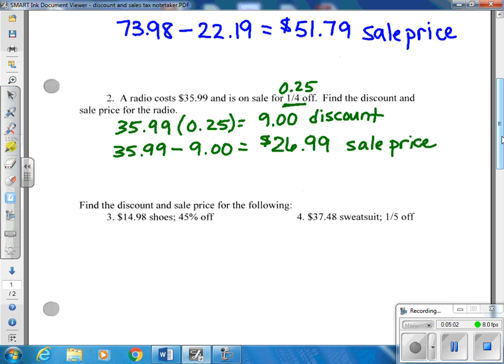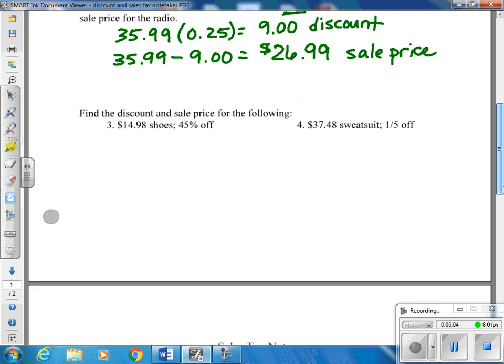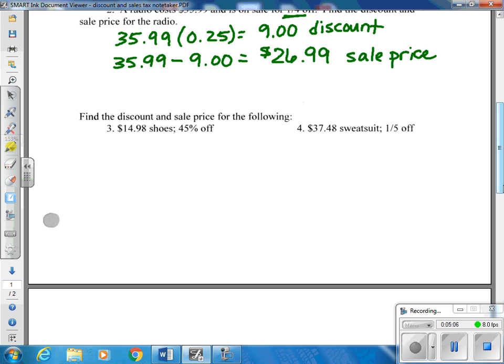Okay. All right, for 3 and 4, we're going to take the prices that are given. Okay, and so we have a $14.98 pair of shoes, and it's 45% off. So first thing you do is turn 45% to a decimal, which is 0.45, and then you use it. And we are, once again, still finding discount and sale price. All right, I'm giving you practice with both pieces.